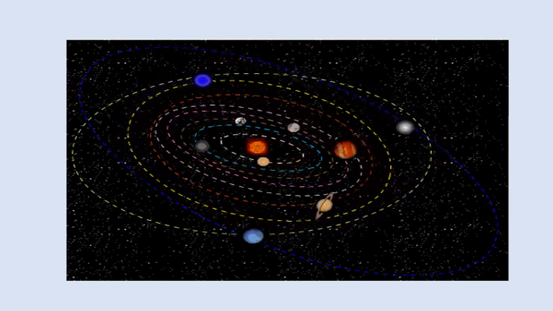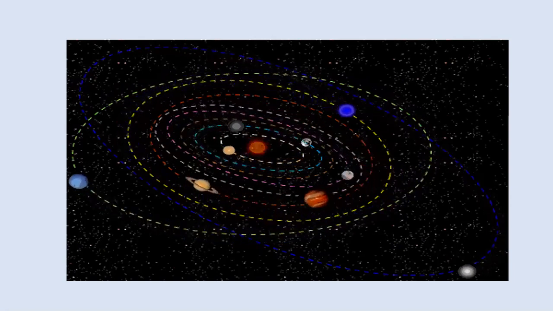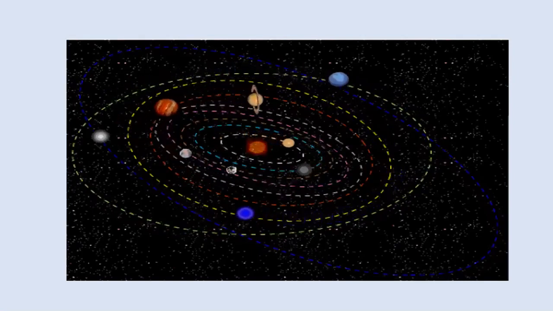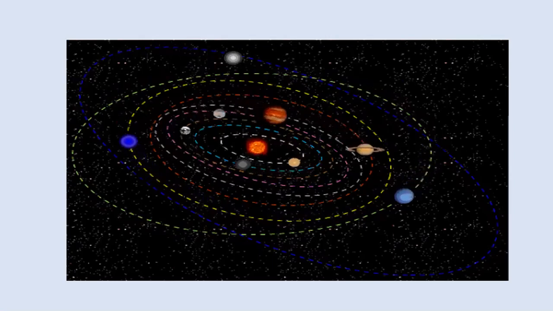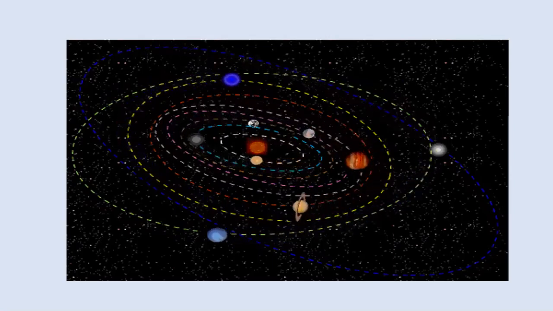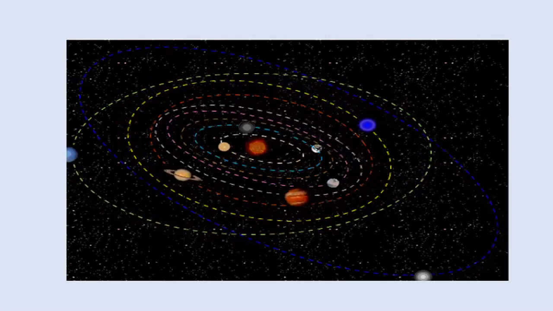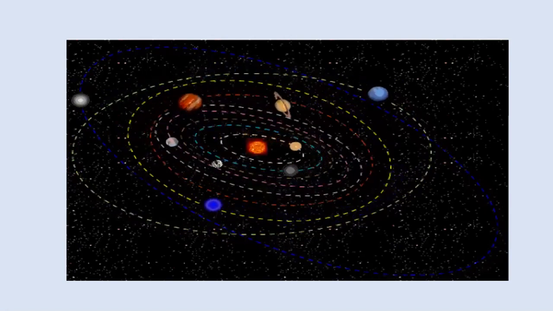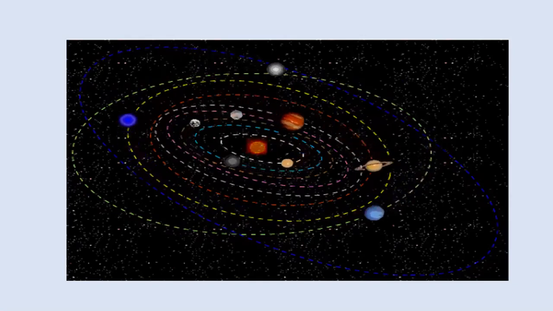Yes, absolutely correct. So the solar system comprises the sun, the 8 planets, dwarf planets, satellites, comets, asteroids, and meteoroids. So students, as you all know, there are 8 planets in our solar system. So in today's class, let us learn some interesting facts of some of the planets in the chapter, The Universe.